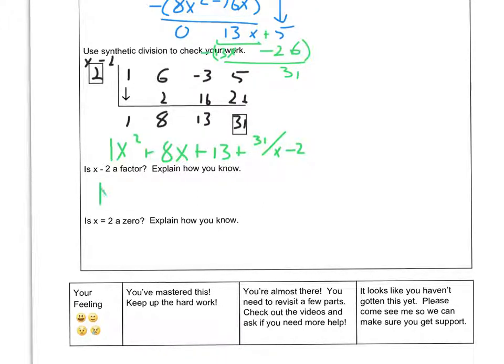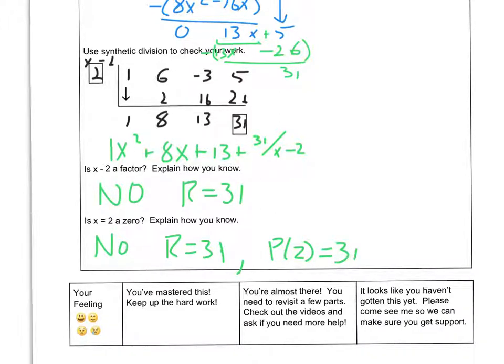Is x minus 2 a factor? Nope. And we got an r equal to 31, and that's why. Is x equals negative 2 a factor? No. We got r equals, sorry, is x equals negative 2 a 0? No, it's because of the same reason. We got r equals 31. That means that, I think this is like p of 2 would be equal to 31.